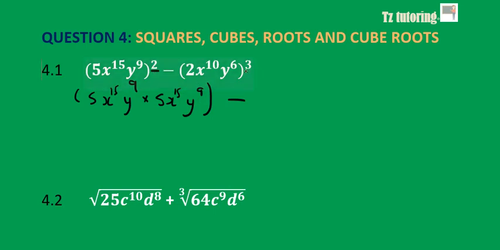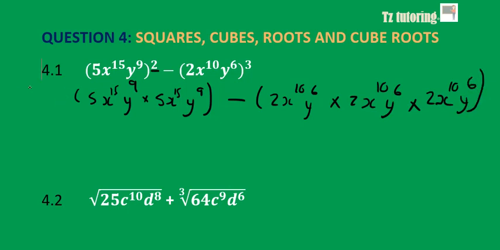And this side we've got a 3, so we've got a cube, which means we need to expand this 3 times. Okay, that's 1. That's 2. That's the third time. All right. So we have expanded, and now we can simplify further.